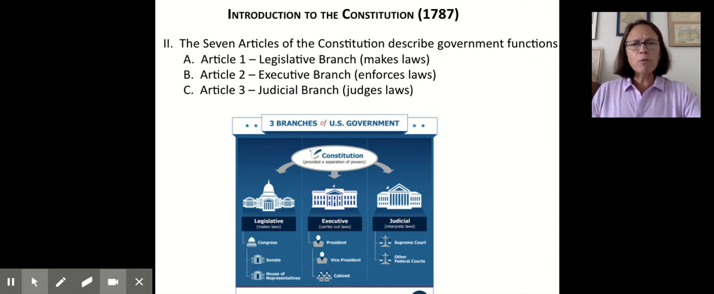Not going to spend much time on the first 3 articles. Each of these articles and branches will be a separate unit for us over the course of the next semester.